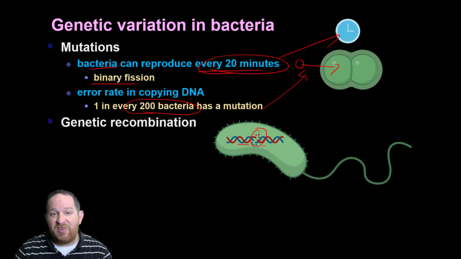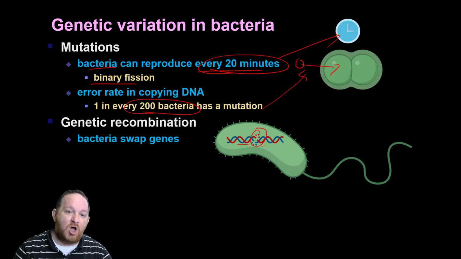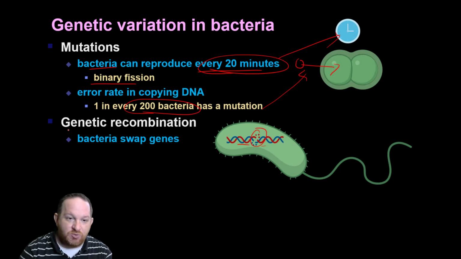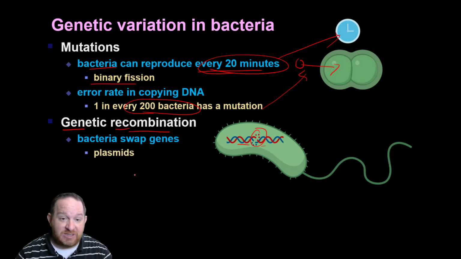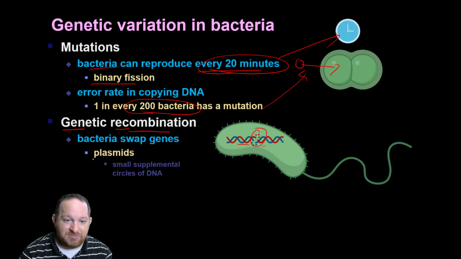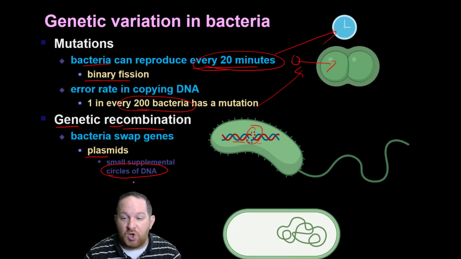So another way that bacteria have genetic variation is through what we call genetic recombination. So their genes recombine. So some bacteria may swap genes. And we did a lab on this. You may remember this was the bacterial transformation lab, where we put a small plasmid, which is just a little circle of DNA, into bacteria.